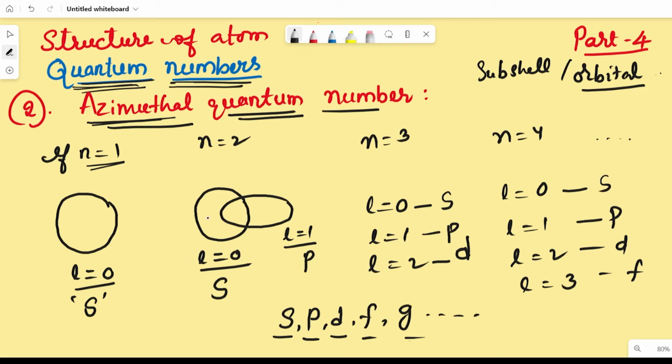Why am I explaining this concept? Because by adding the elliptical orbits only we can explain and get the fine spectrum, right? So these are called orbitals or subshells. This is explained clearly by Sommerfeld. So this is called the azimuthal quantum number. And I will give the complete details about the orbitals also, okay.